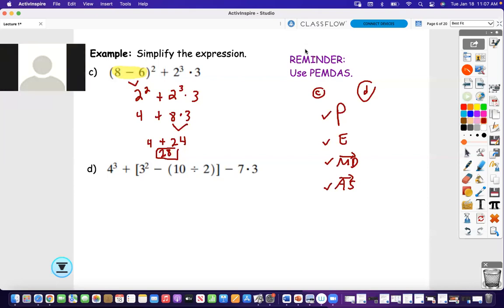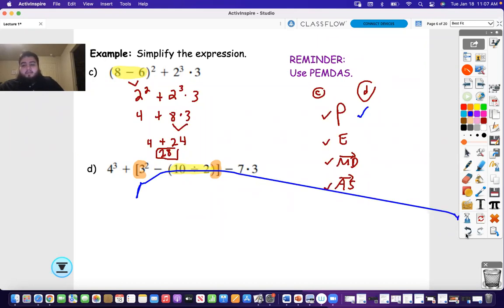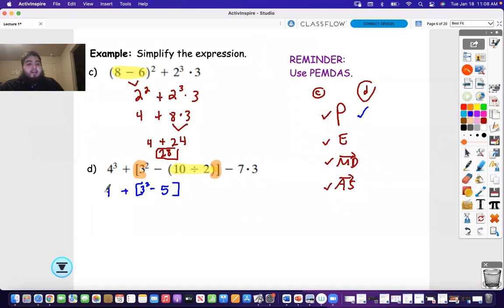All right. If you're doing D, class, what's the first step we have to do now? Parentheses, right? How many grouping symbols do we have in D? Two. We have parentheses and we have what? Brackets. All right, we're gonna have to do the parentheses first, the yellow. What's 10 divided by 2, class? 5. So the next line I'm gonna do is bracket. Oh, sorry, let me write this again. So it'll be bracket 3 squared minus, but instead of 10 divided by 2, I'm gonna write 5, and then bracket. And bring down everything else.